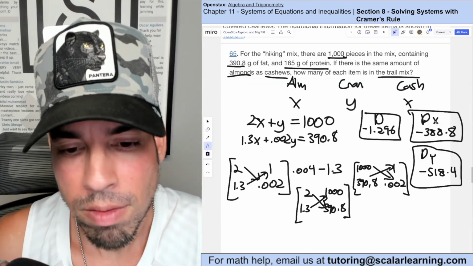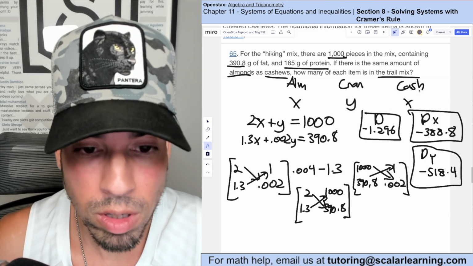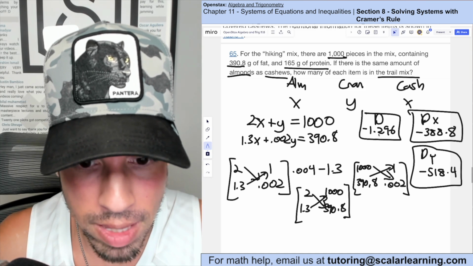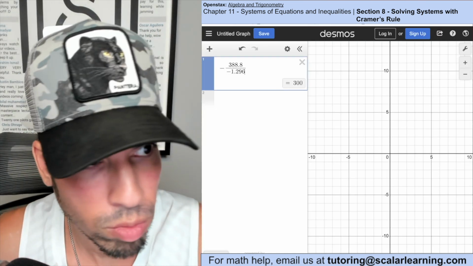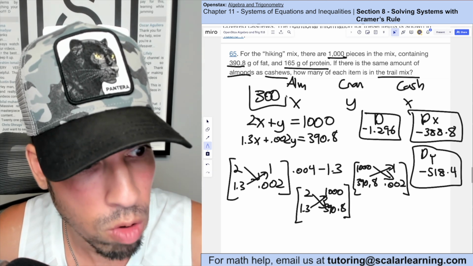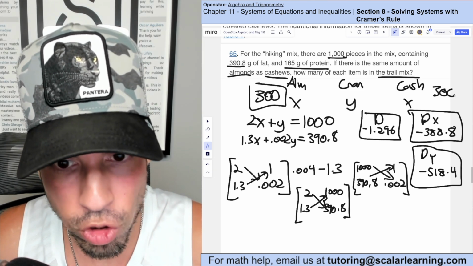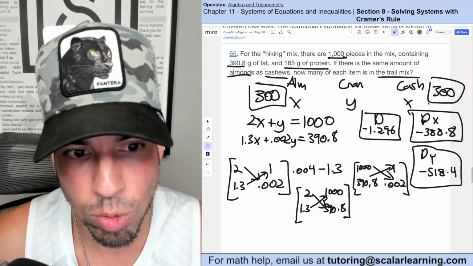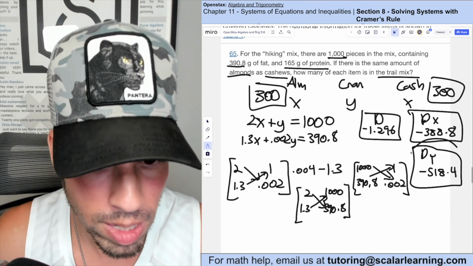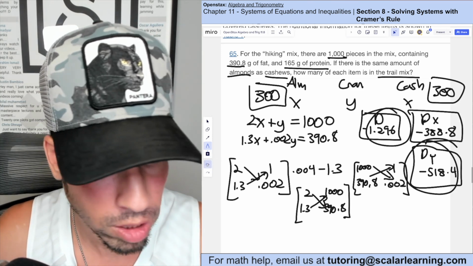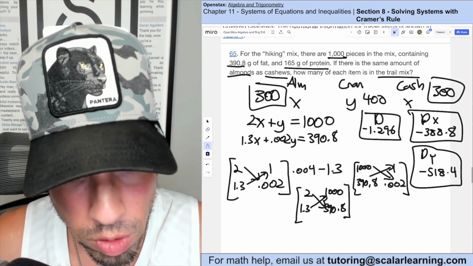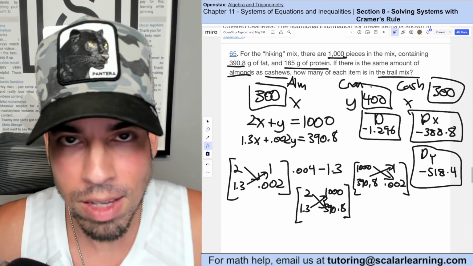So now to get my value for x and for cashews, so it'll be almonds and cashews because they're both x, we do this value divided by that value, and we get a nice 300. So that means we've got 300 almonds and 300 cashews. Now I know that they all add up to 1,000, so cranberries should be 400, but let's just do it anyways. So we got this guy divided by this guy. Let's check it out. And there we have it, confirmation. So it is 400 cranberries, and that's how you do it.